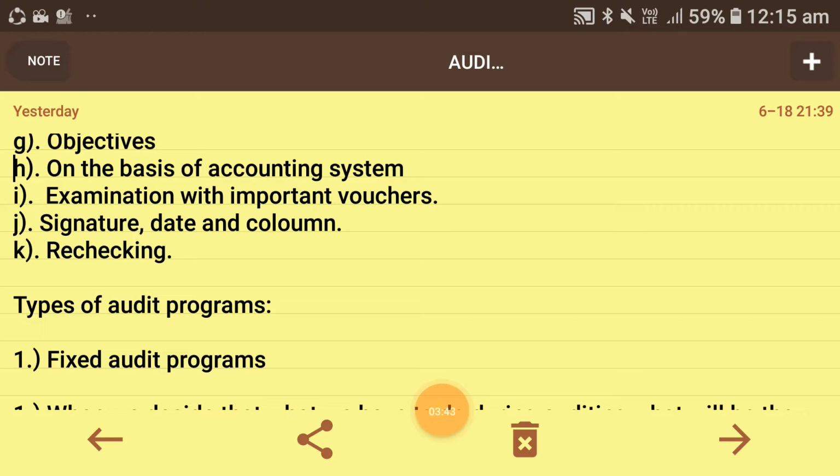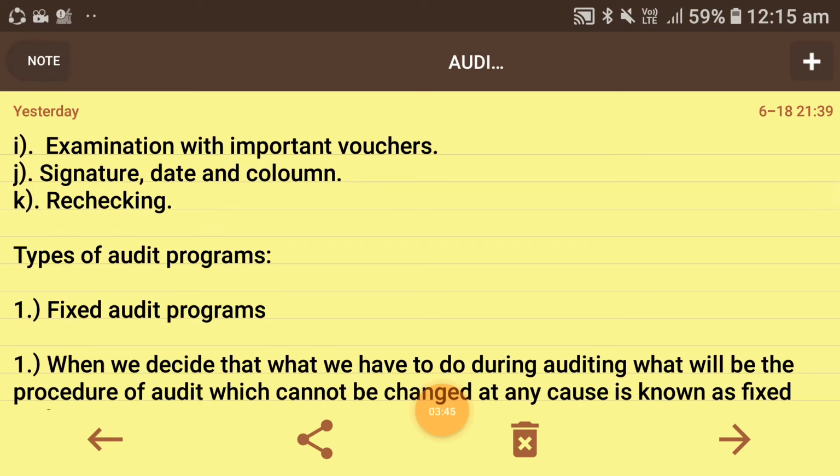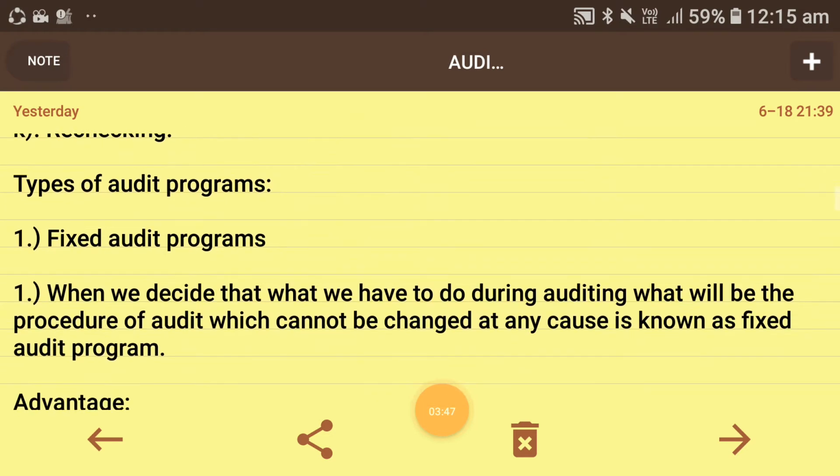Now I am going to talk about the types of audit programs. Here the types of audit program are classified as, first, the fixed audit program. Under the fixed audit program, when we decide what we have to do during the auditing work and what the audit procedure will be, it cannot be changed at any cost. It is a program which cannot be altered even if needed. It is fixed. The things written in the audit program should be followed at the time of auditing. Whatever the situation, it is not going to be changed, so it is fixed.